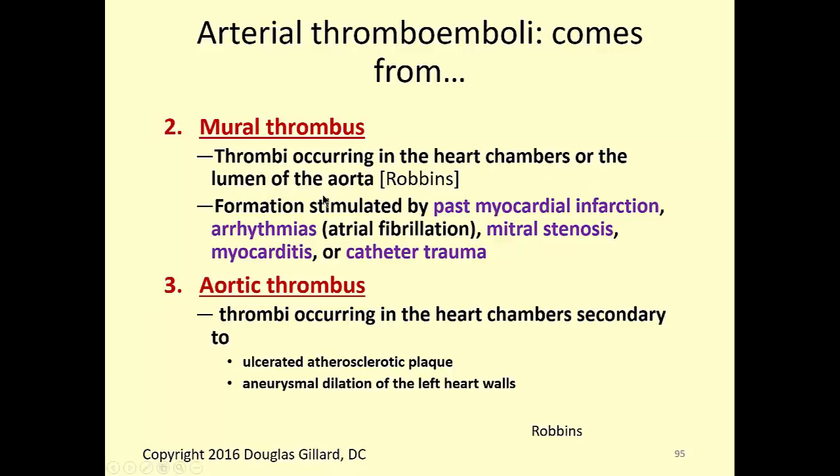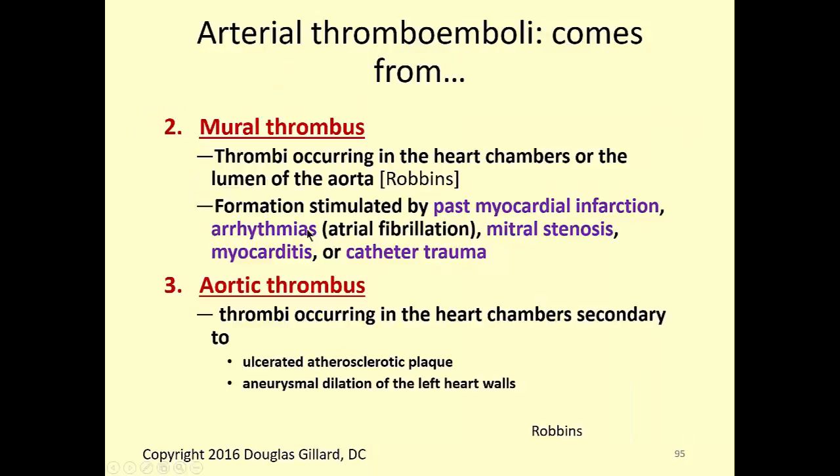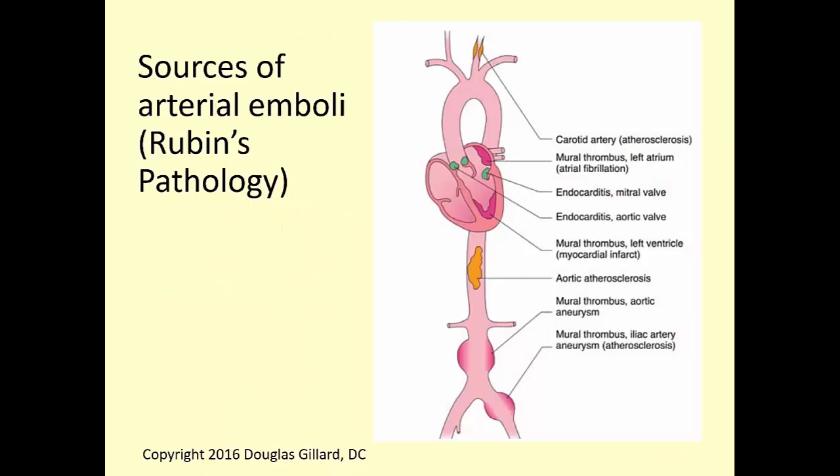Let's see what else here. So atrial fib, turbulent blood flow, can cause them. Mitral stenosis, myocarditis, and catheter trauma can also cause them. So aortic thrombus formation is another way. So thrombus occurring in the heart chamber secondary to atherosclerotic plaque, or aneurysmal dilation of the heart walls. Okay, I guess that's it.